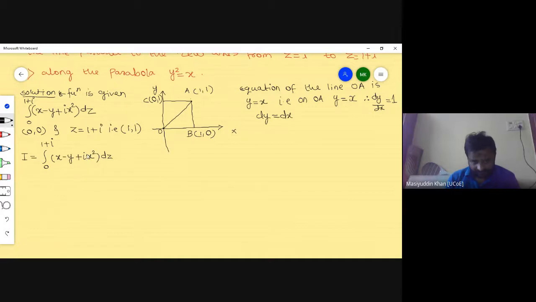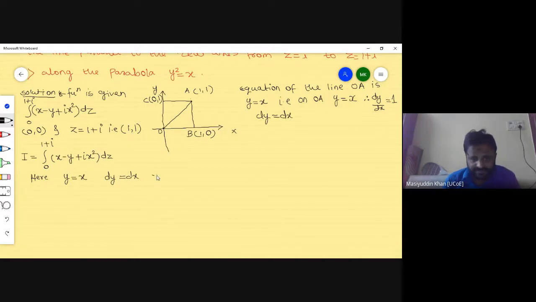So here we have to substitute y equal to x, or x equal to y. Either you take y equal to x or x equal to y, it's up to you. So I'm taking y equal to x, so dy is equal to dx. And we have to see the limit points of y only. The initial limit point is by default 0, 0, meaning x is 0, y is 0, and the final limit point is clearly mentioned as 1 comma 1.